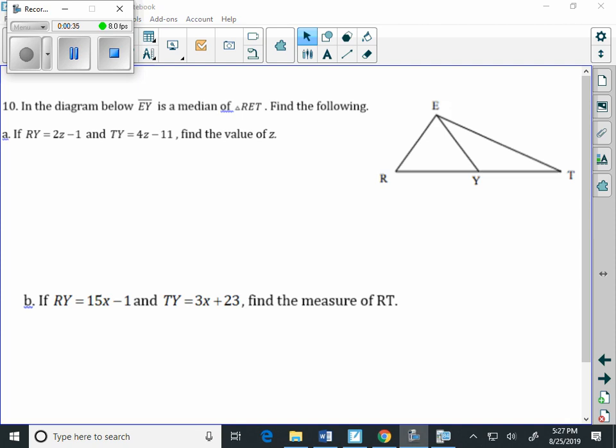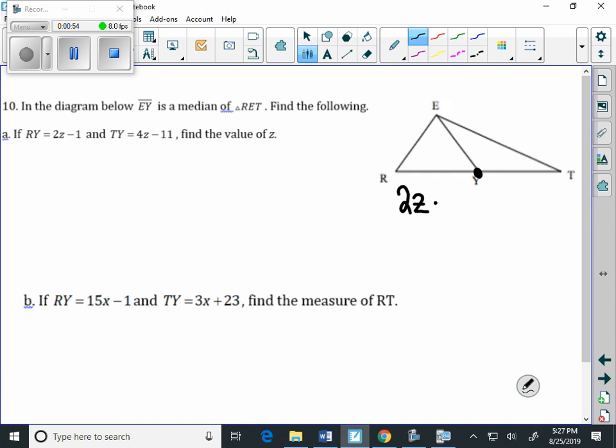So in this particular problem here, it says EY is a median of triangle RET. That means that this point, Y, is a midpoint. And if we look a little bit more closely, RY is 2Z minus 1. If you don't like writing Z, write X. And TY is 4Z minus 11. So if you wrote X before, don't write Z now, write X. But we want to find the value of Z.